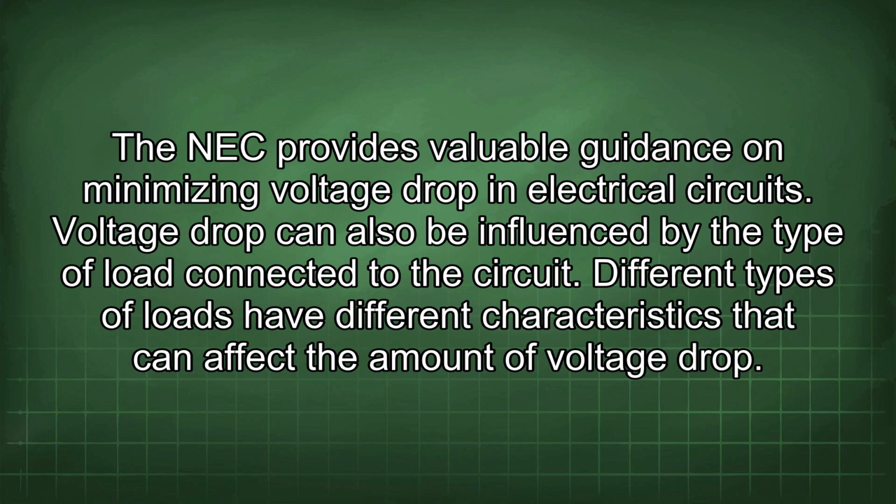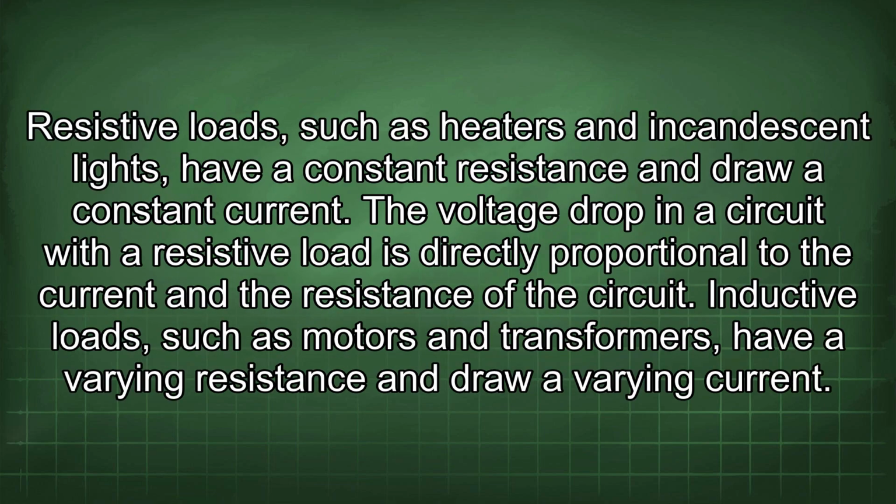Voltage drop can also be influenced by the type of load connected to the circuit. Different types of loads have different characteristics that can affect the amount of voltage drop. Resistive loads, such as heaters and incandescent lights, have a constant resistance and draw a constant current. The voltage drop in a circuit with a resistive load is directly proportional to the current and the resistance of the circuit. Inductive loads, such as motors and transformers, have a varying resistance and draw a varying current.